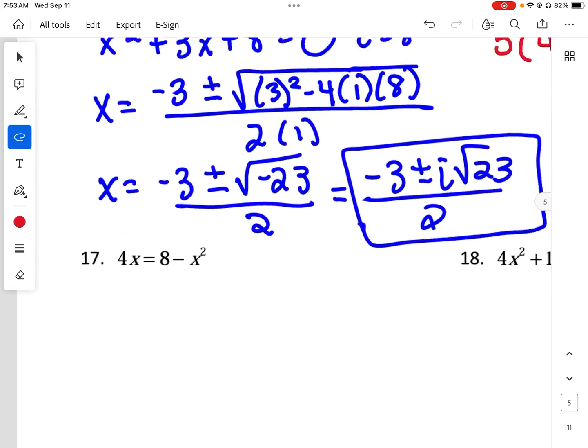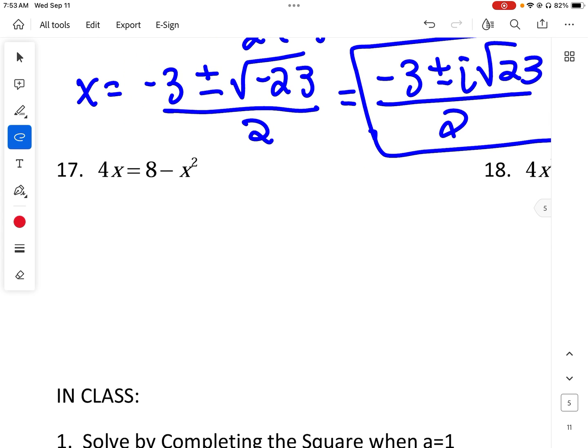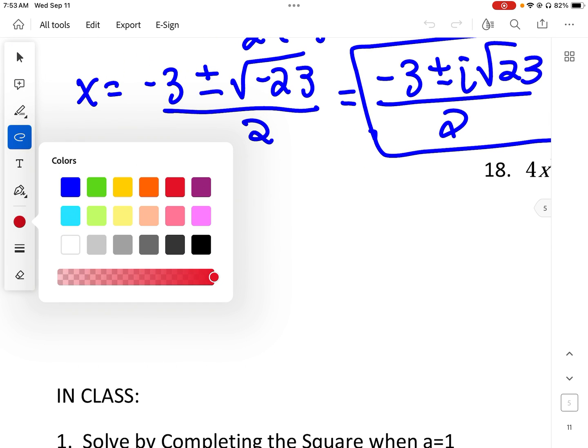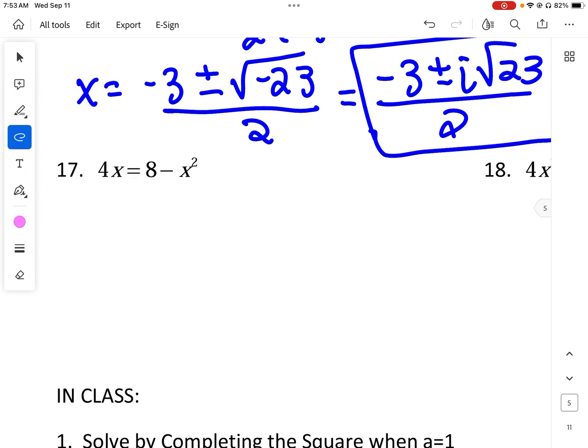All right, we have another one. All right, I'm going to move things over. So I want this to be positive, so I'm going to move it to the other side. Plus the 4x. I need to move this over to the other side, so it's minus 8 equals 0. I have a coefficient of 1. Everything's good. So let's go ahead and label a, b, and c.